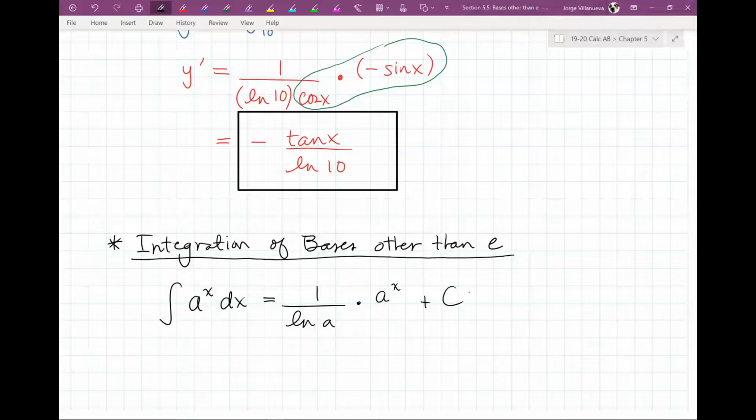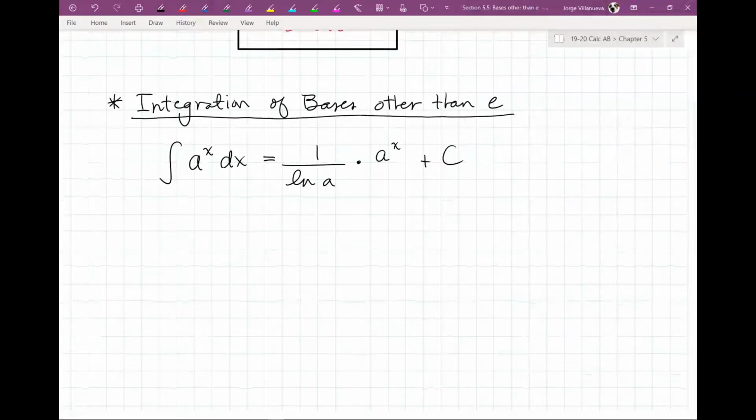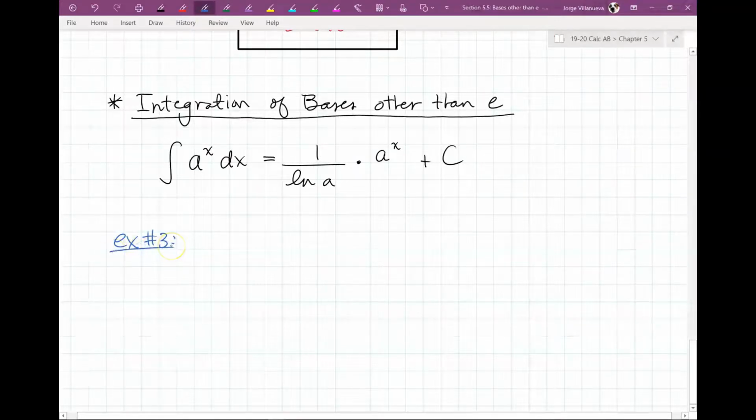All right, so we'll just do a real quick example on this one. This would be example number 3. By the way, you can apply substitution to this, just so you're aware, okay? I mean, if it's a to the 3x plus 1, then you let u equal to 3x plus 1. Do your integration the way you normally would, and then still follow the same rules.